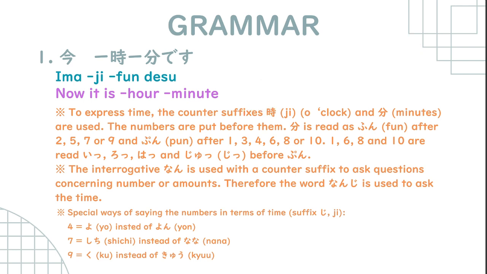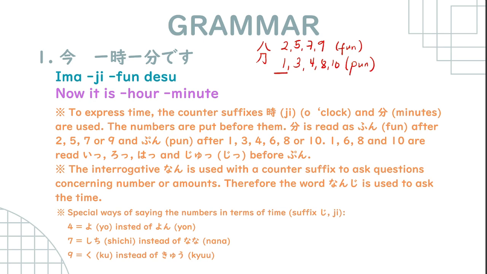Now for the minutes part, okay? So this kanji is read in different ways. So for 2, 5, 7, or 9, it is read as fun, okay? Fun. But if it's 1, 3, 4, 8, and 10, it's gonna be bun, okay? And then we have these special ones.